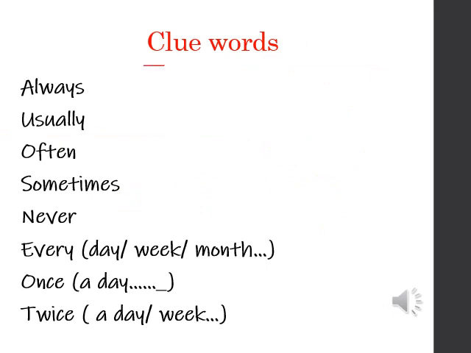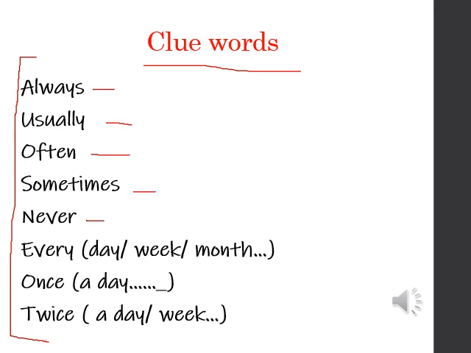Finally, we come to the clue words. When I find those words in a sentence, I know this is present simple. هذه الكلمات نسميها clue words. بمعنى كلمات أدلة. بمجرد ما أشوفها في الجملة أعرف أنه هذه الجملة هي مضارع بسيط. These are always, usually, often, sometimes, never, every day, every week, every month.